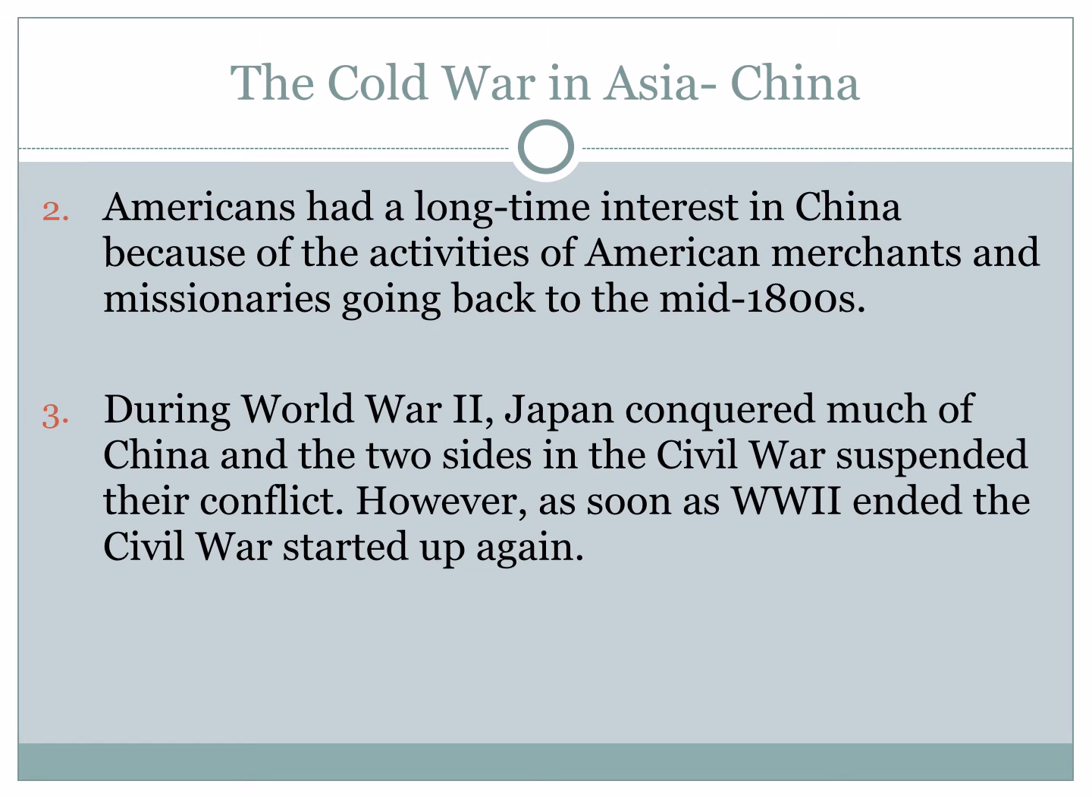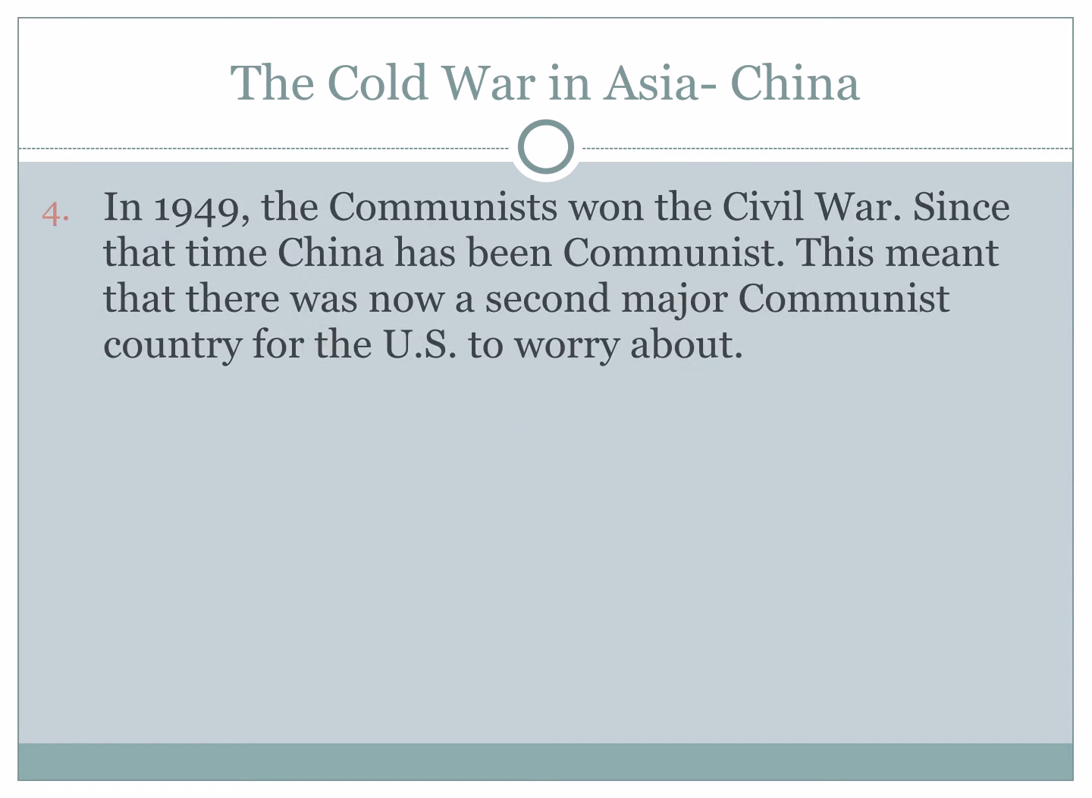During World War II, Japan conquered much of China. And so the two sides, the communists and non-communists that are fighting against each other, put aside their differences. They suspended their conflict because they had a common enemy in Japan. However, as soon as World War II ended, they went right back to fighting. That civil war fired up again. By 1949, the communists had won. Mao Zedong and his group had defeated Chiang Kai-shek, and China became communist. And it has been a communist country ever since then.